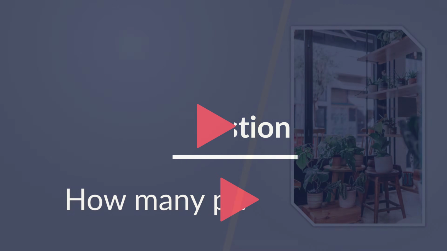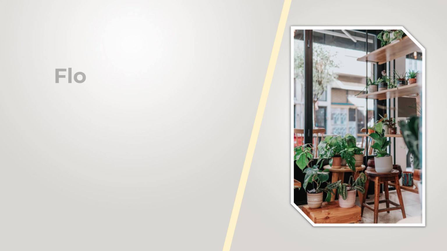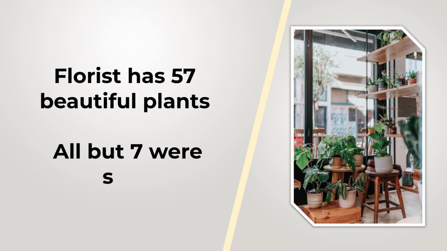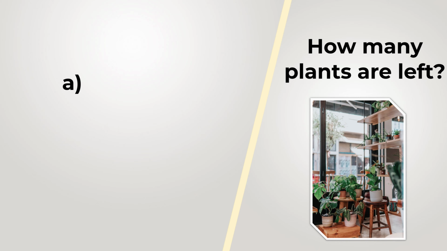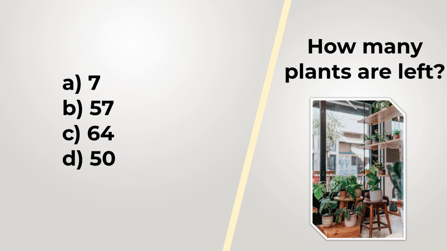Here's a challenging question you might frequently see on the test. A florist has 57 beautiful plants. All but 7 were sold. How many plants are left? There are 4 different choices. Choice A 7, choice B 57, choice C 64, and choice D 50.